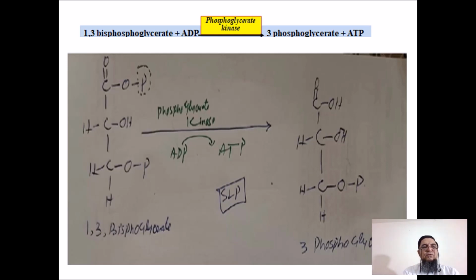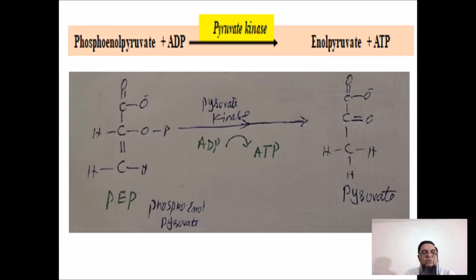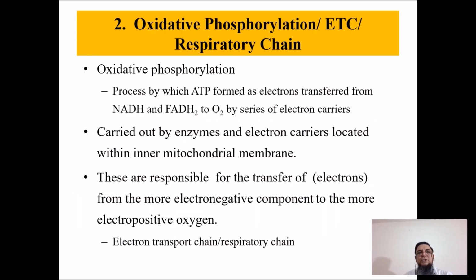So 1,3-bisphosphoglycerate, this is position 1, this is position 3. The position 1 phosphate comes and attaches to ADP to form ATP, then 3-phosphoglycerate, with the help of the enzyme phosphoglycerate kinase. Similarly, in phosphoenolpyruvate, this phosphate will come and attach to ADP, and ATP is synthesized with the help of the enzyme pyruvate kinase, and we have pyruvate or enolpyruvate. These are examples of substrate level phosphorylation.